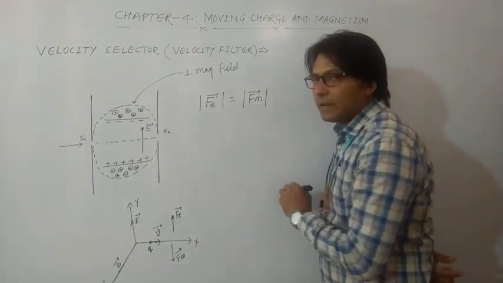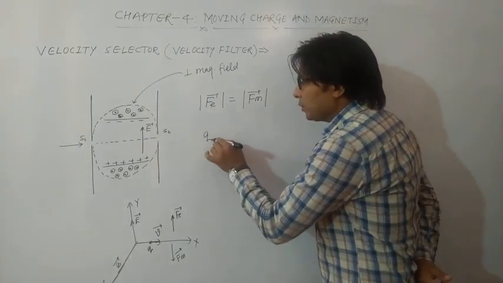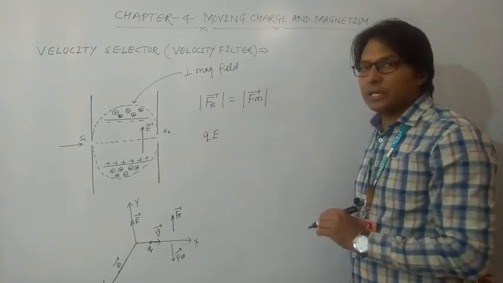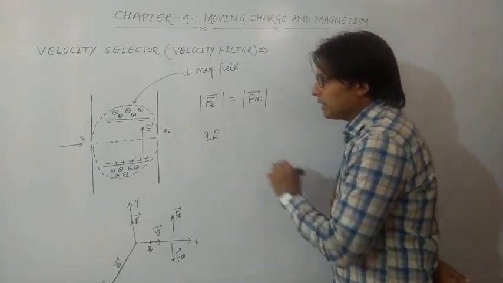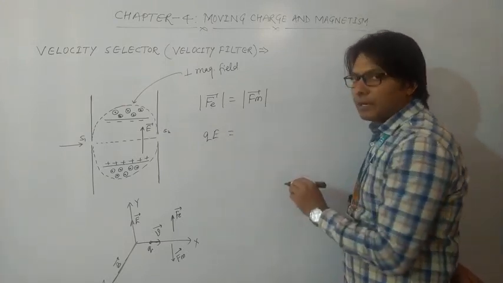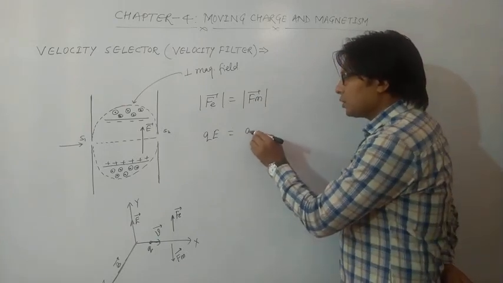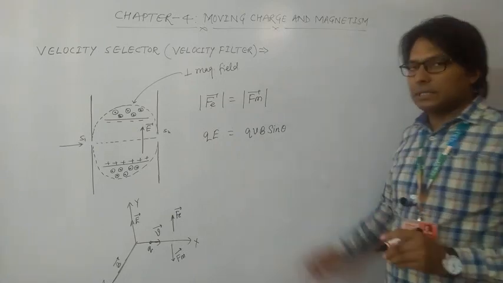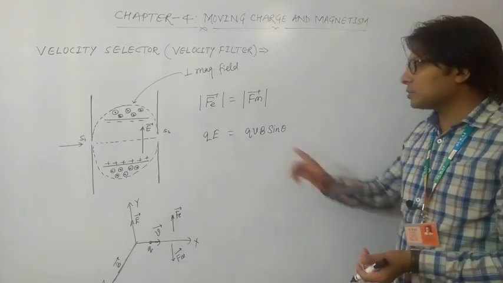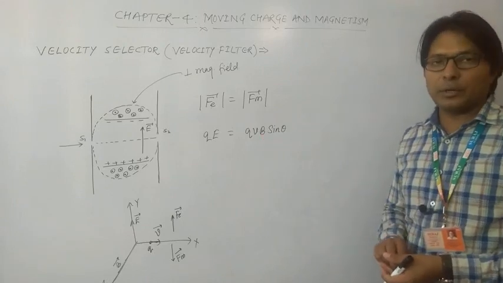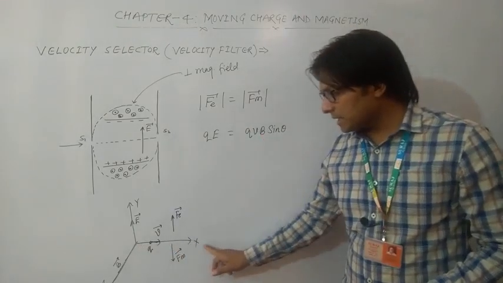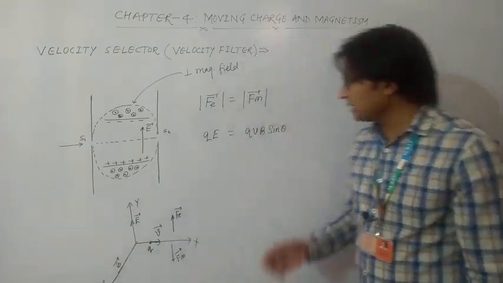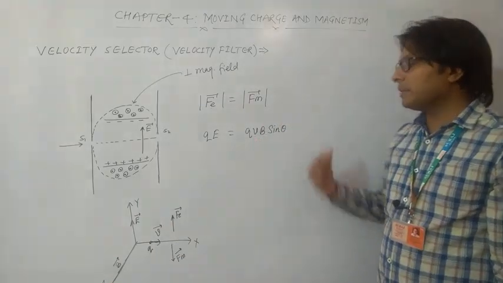Okay, so what is the Fe vector? You will say it is QE. The force or electric force exerted on a charged particle in an electric field is QE, and the magnitude of the Fm vector is QVB sin theta. Although this theta is 90 degrees here because the velocity and magnetic field are perpendicular to each other. The velocity is in this direction, you can see, and the magnetic field in this direction. So the angle between V and B vector is 90 degrees.